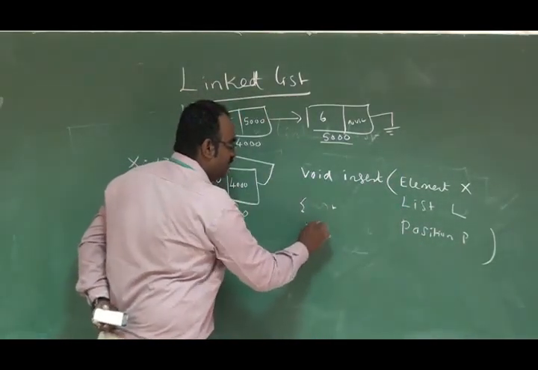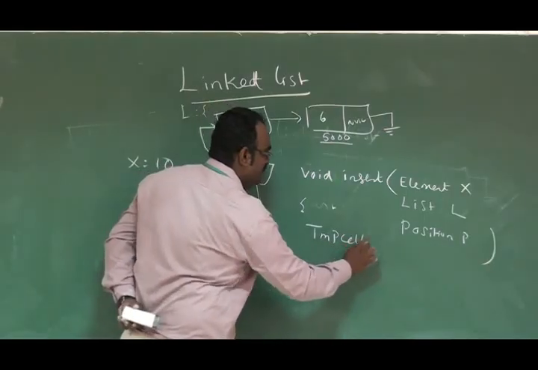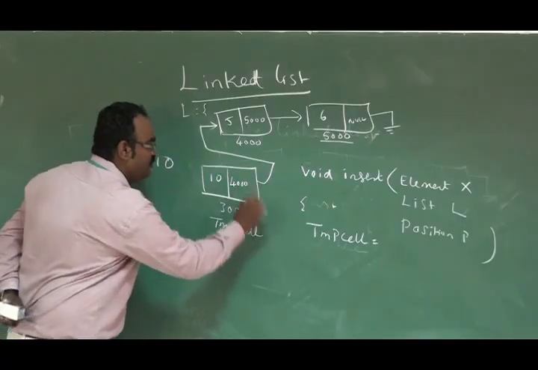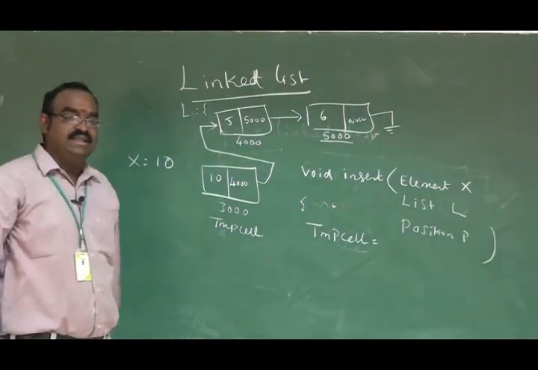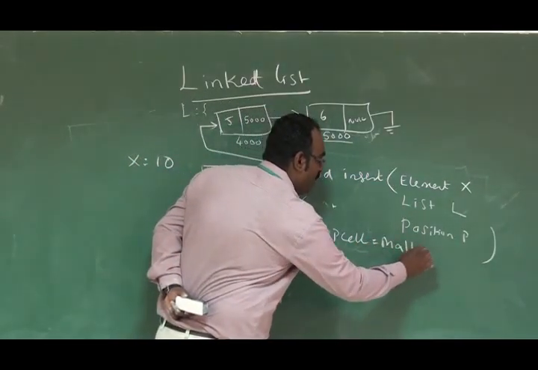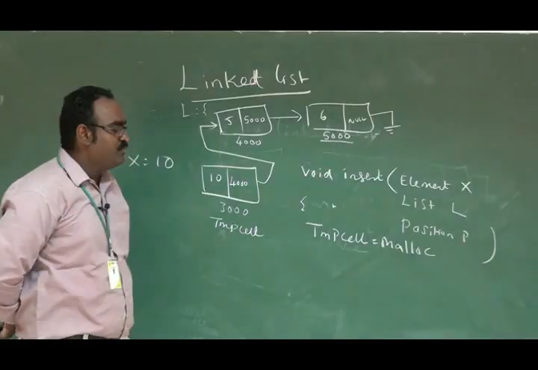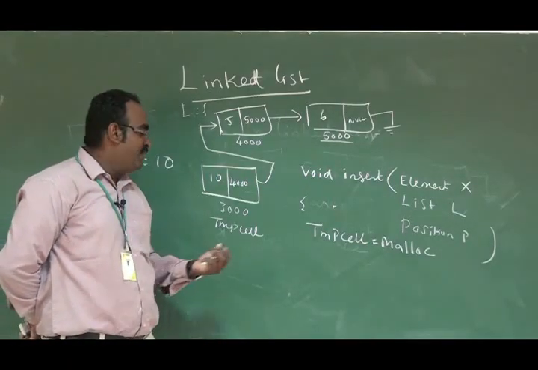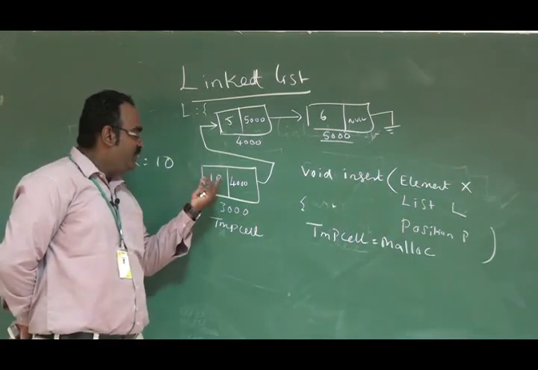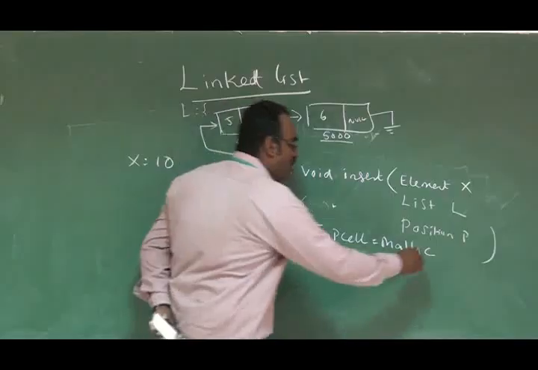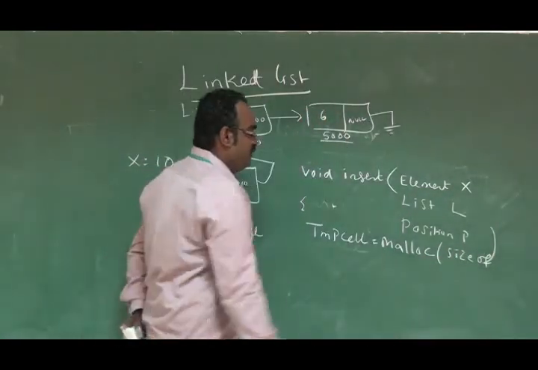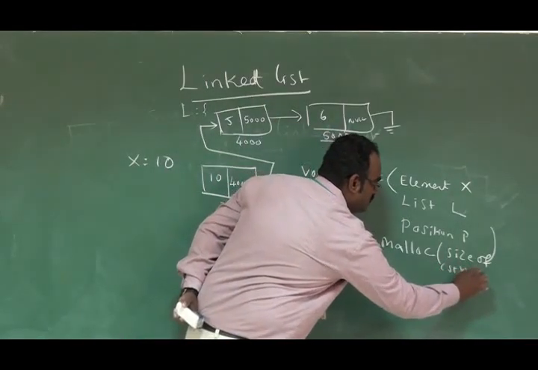Then you have to create one node. One node is identified by temp cell, which is the new node created. So we call it temp cell. What is temp cell? We have to allocate memory for that. Malloc is an operator used in C which allocates memory for the particular node. This is an integer list, 10 is an integer value, so 2 bytes are to be allocated for this 10. So malloc, what is the size? We use sizeof the particular node, struct node.